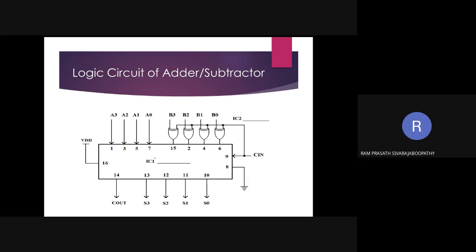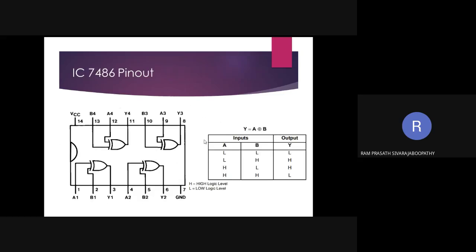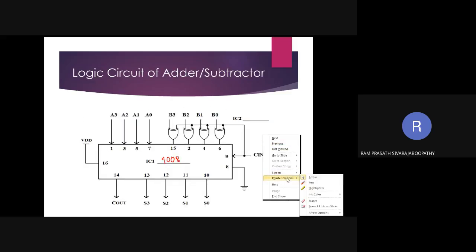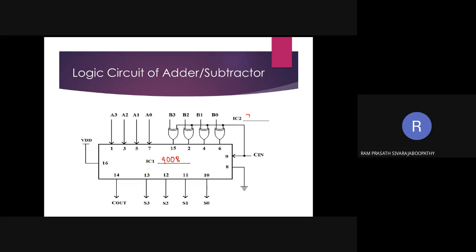Here, this IC is 4008. Okay, for XOR gate, what is the IC number? 7486. So for building this portion, we are going to use 7486. So this circuit only we are going to implement today. This is the circuit we are going to implement today.